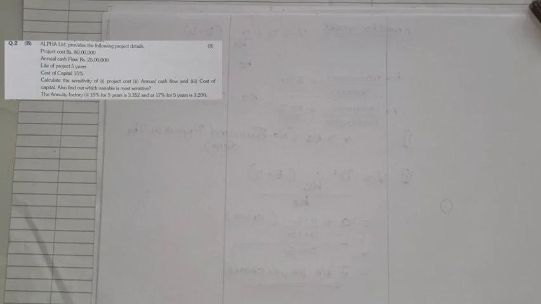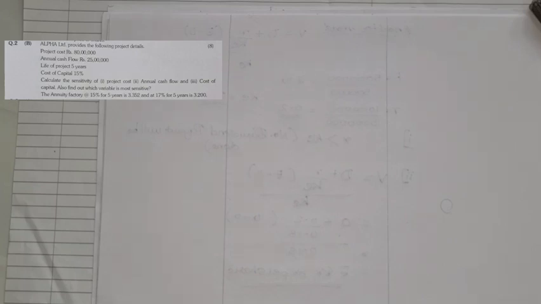Now the next question, that is question number 2B. It's given that Alpha Limited provides the following details. Project cost is 80 lakhs, annual cash flow is 25 lakhs, life of the project is 5 years, cost of capital is 15%. Calculate the sensitivity of number 1, the project cost, second, annual cash flow, third, the cost of capital, and also find out which variable is the most sensitive. The annuity factor at the rate of 15% for 5 years is given, and at 17% it is given.